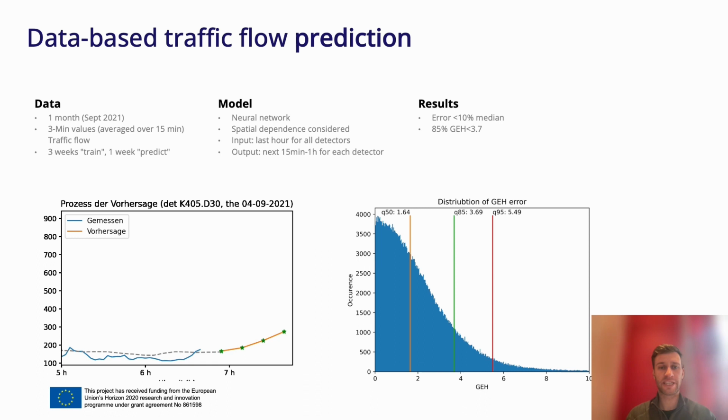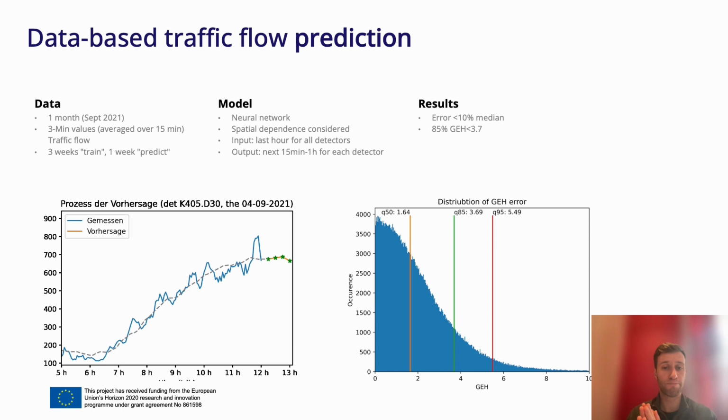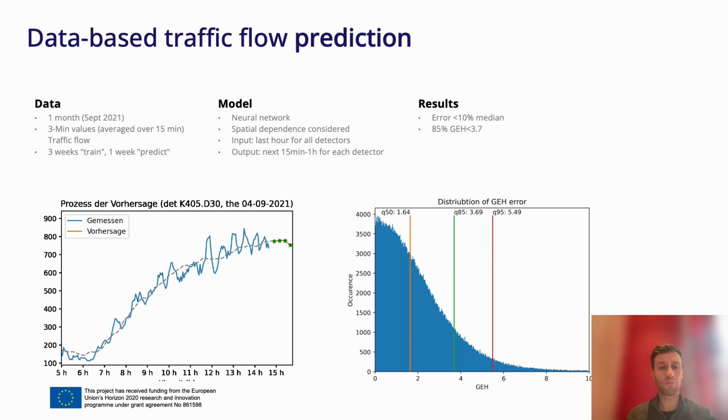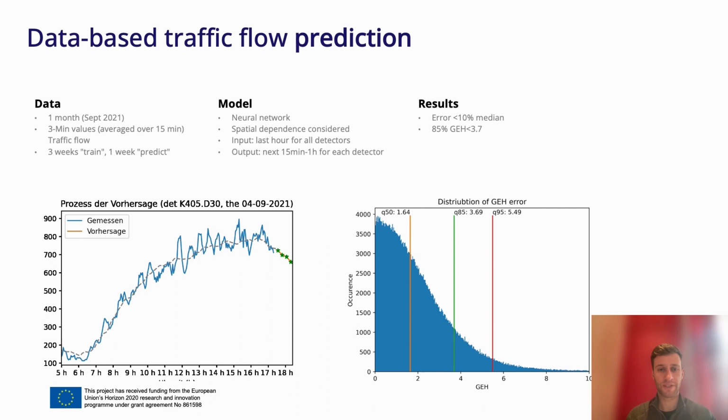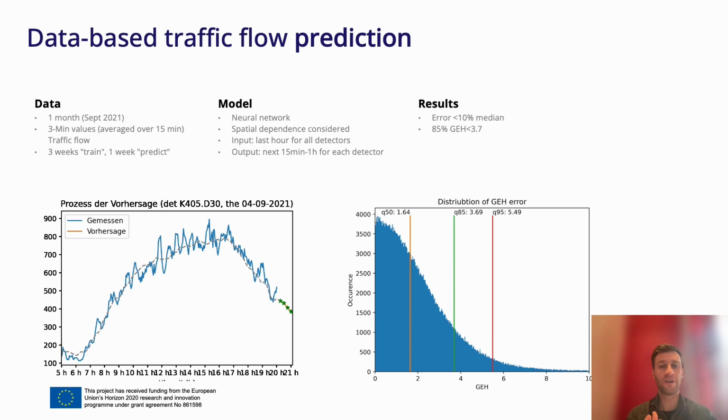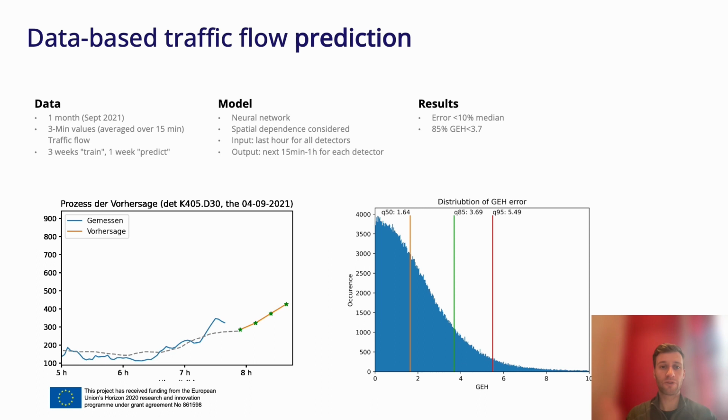If you look at the error distribution on the right hand side, we use again the GEH, which is this kind of simulation error where values below 5 usually indicate a good model. We end up with an 85th percentile below 3.7. That allows us to say that across all the predictions we did in the whole city of Zurich, we have a pretty good prediction going on.